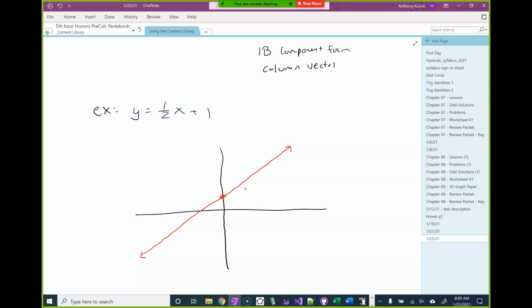If we're going to describe this line using vectors, what part of our equation for a line describes the direction of the line? That's going to capture the same information as the direction of our vector. Ben?